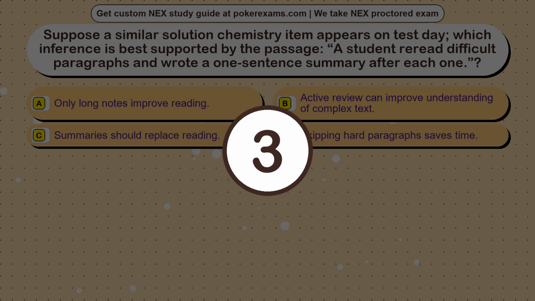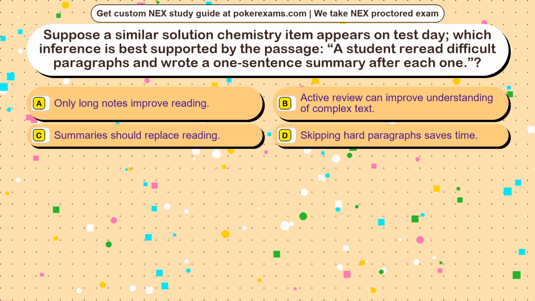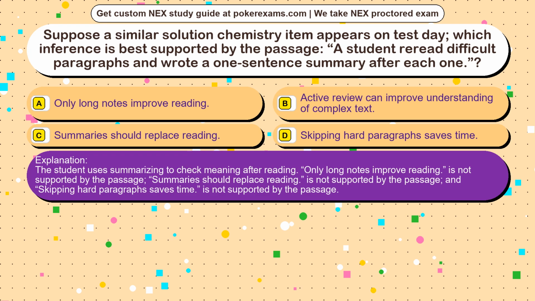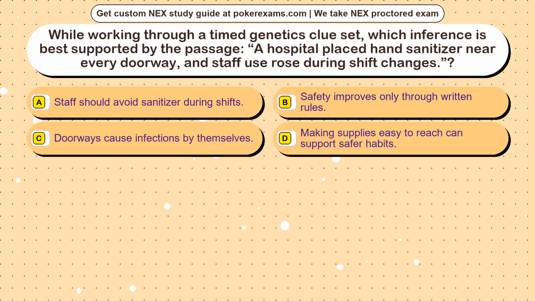The correct answer is option. The student uses summarizing to check meaning after reading. Only long notes improve reading, is not supported by the passage. Summaries should replace reading, is not supported by the passage, and skipping hard paragraphs saves time, is not supported by the passage.